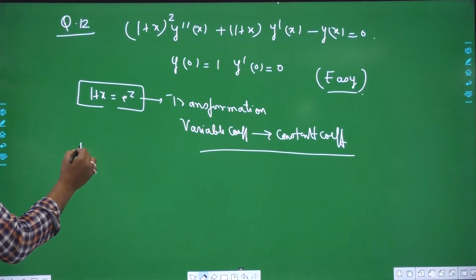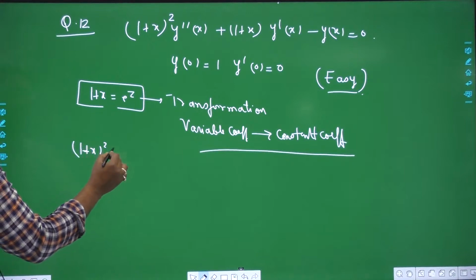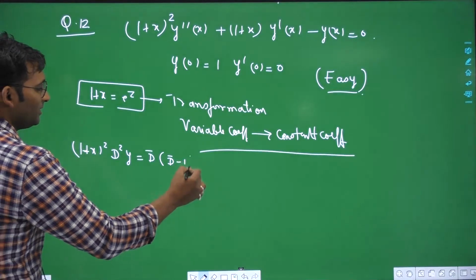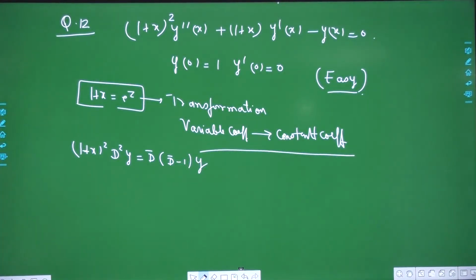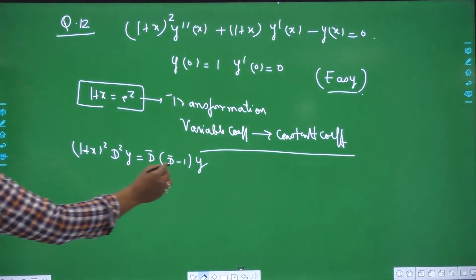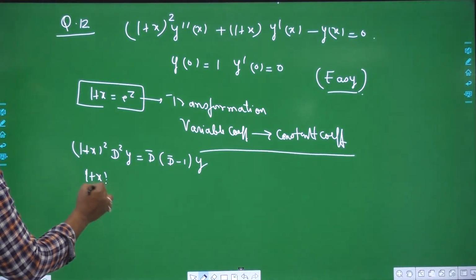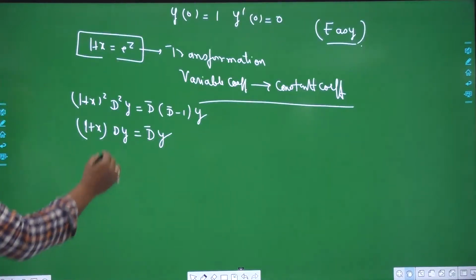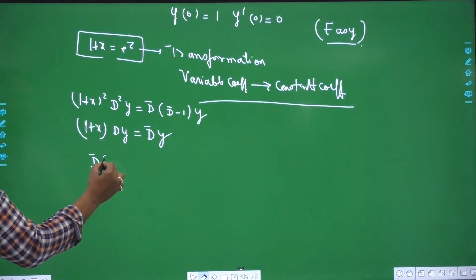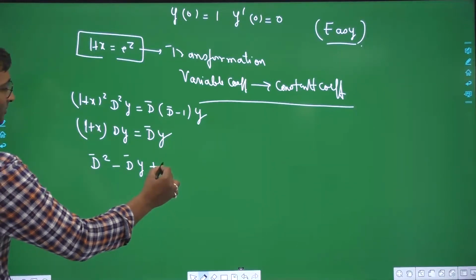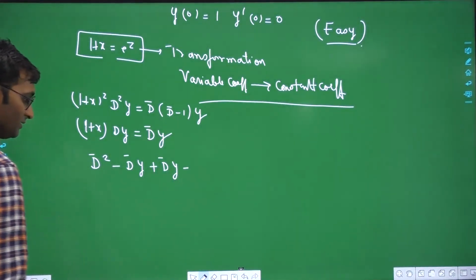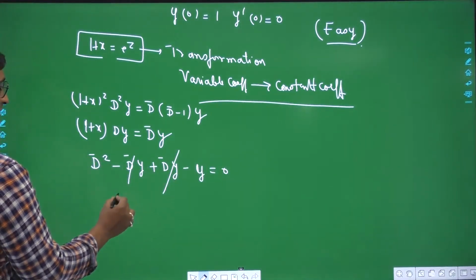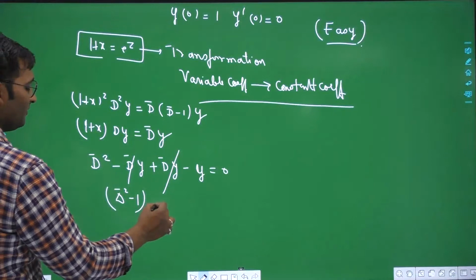So what do you get? (1+x)² d²y gets reduced to D̄(D̄−1)y, and (1+x) dy happens to be D̄y. So you will get simply D̄² − D̄ y plus D̄y minus y is equal to 0. So you will get (D̄² − 1) y = 0.